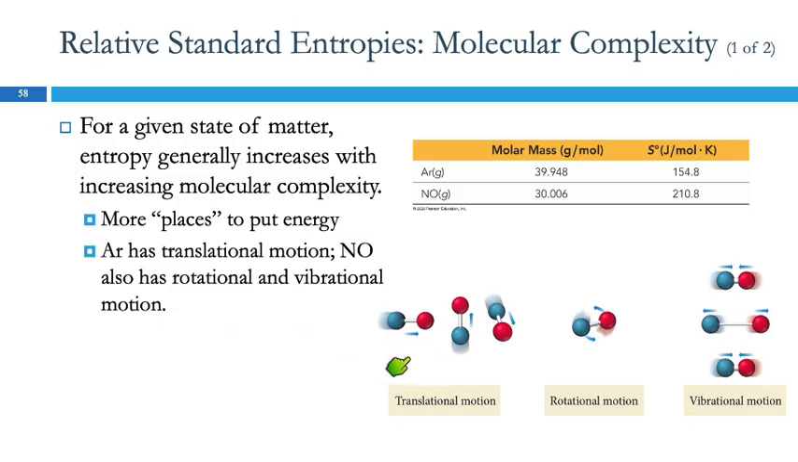So translational motion is this molecule moving through space. Rotational motion is it spinning around, rotating in place. Vibrational motion is that bond stretching and contracting. And so this has three different types of motion compared to one for the argon. These are both gases, their molar masses are similar, but we see that NO has a higher entropy than argon does because it's more complex.